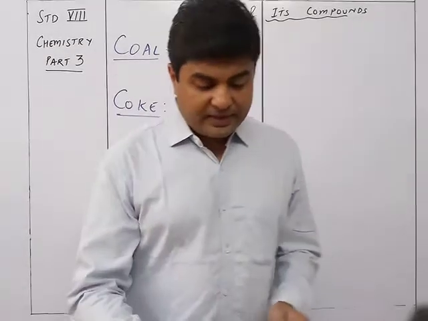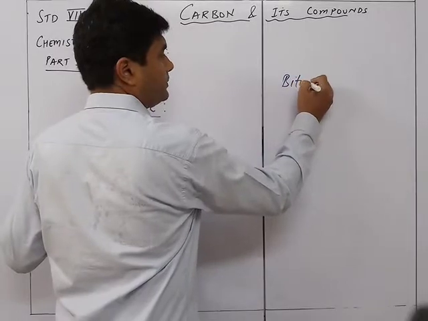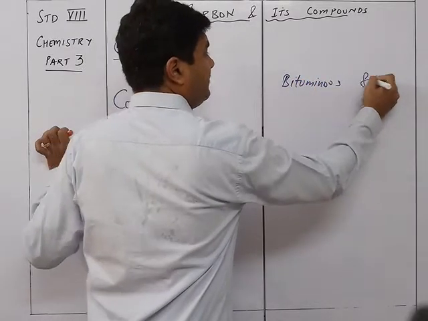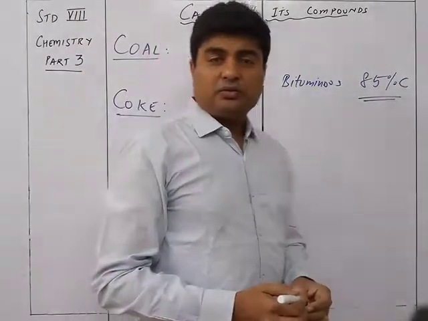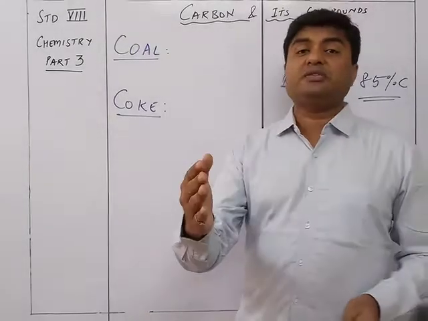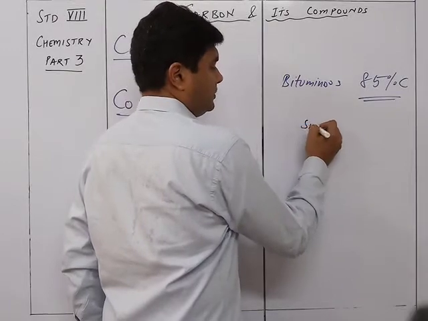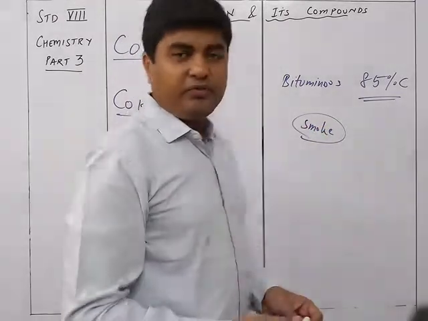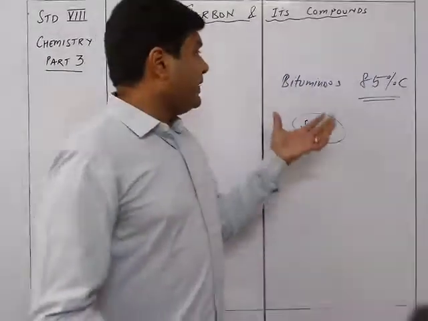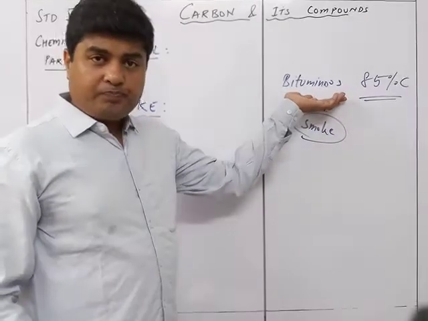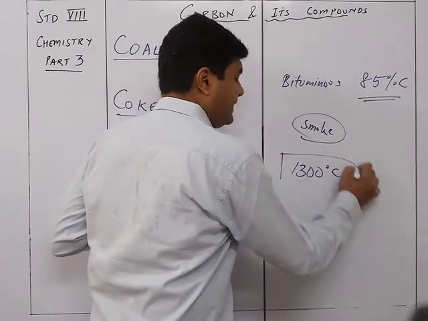Now we saw in the earlier part that bituminous coal has 85% carbon. Because of the 85% carbon and 15% impurities in it, it gives rise to smoke while it is being burned. So it is going to give you a smoky flame which is harmful for the environment. So what we do is take this bituminous coal and heat it at 1300 degrees Celsius in absence of air.